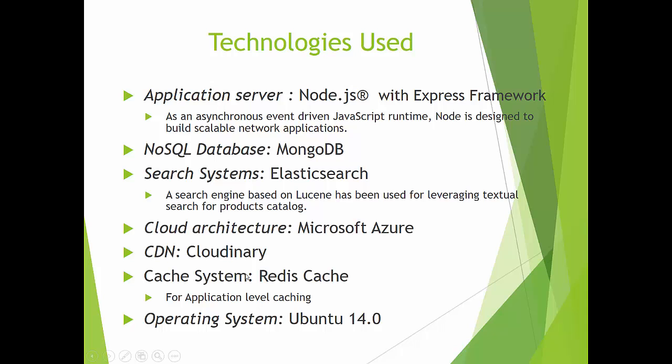The technologies used in our application are: we have used Node.js with the Express framework as an application server. The NoSQL database is MongoDB. We have used Elasticsearch as a search system for textual search. Microsoft Azure is our cloud architecture. For storing images, we have used Cloudinary as a CDN. The cache system which we have used is Redis cache. And our virtual machine or operating system is Ubuntu 14.0.